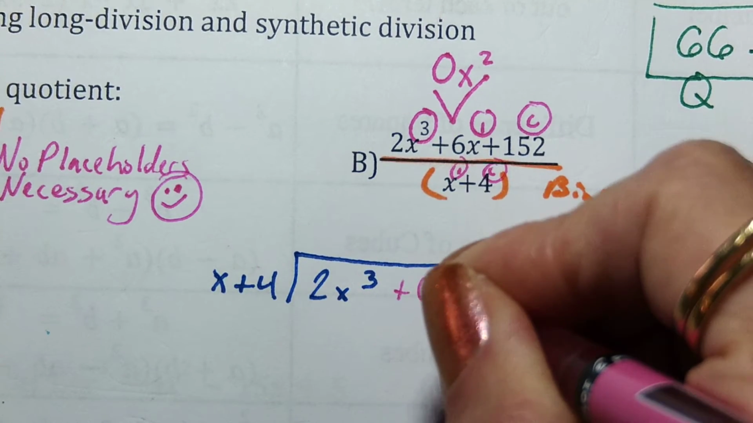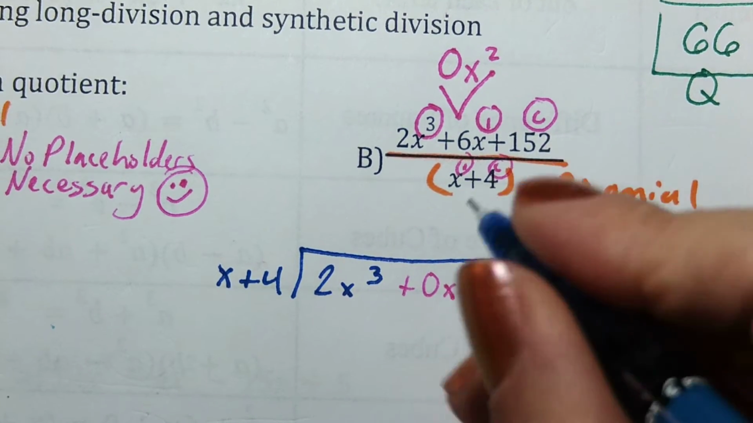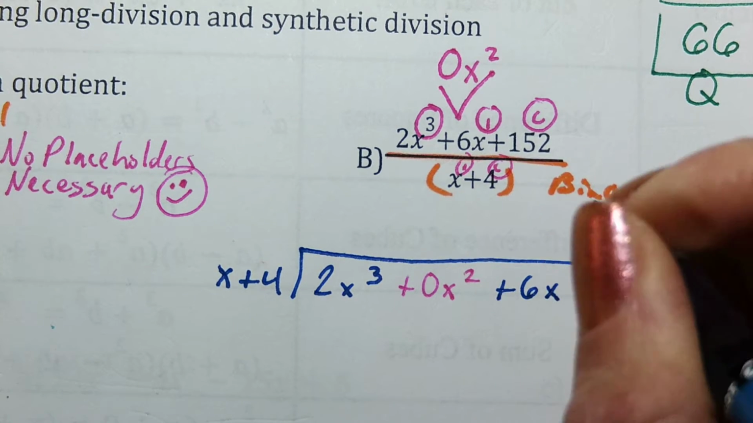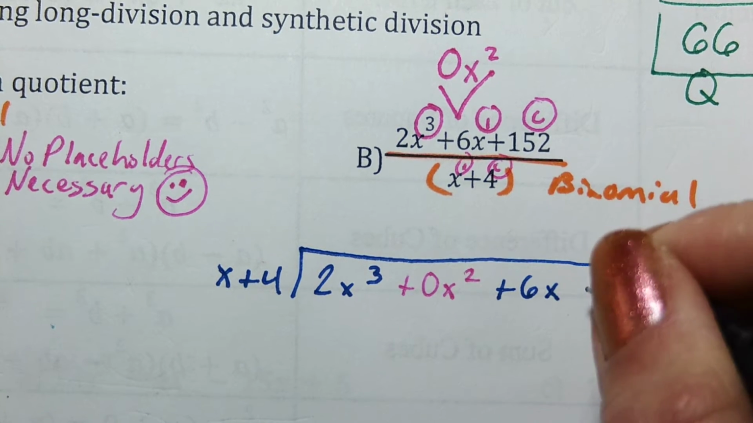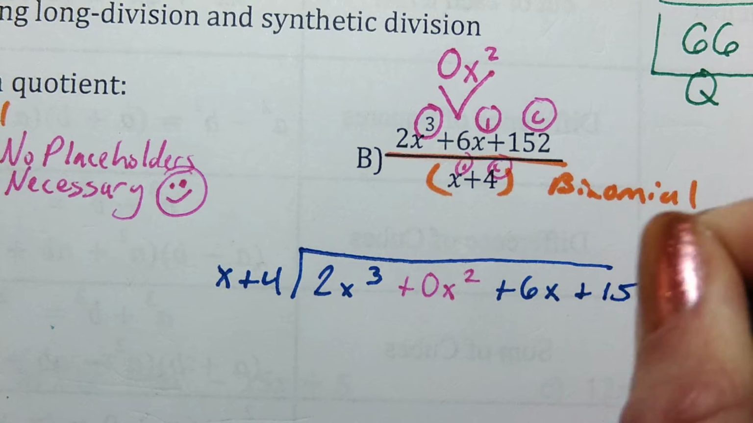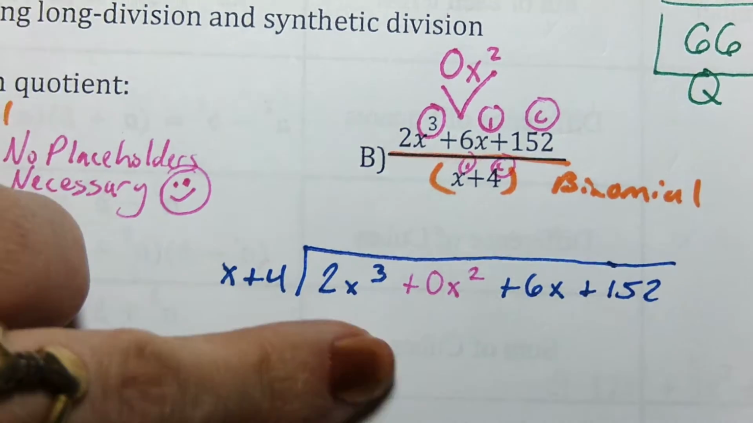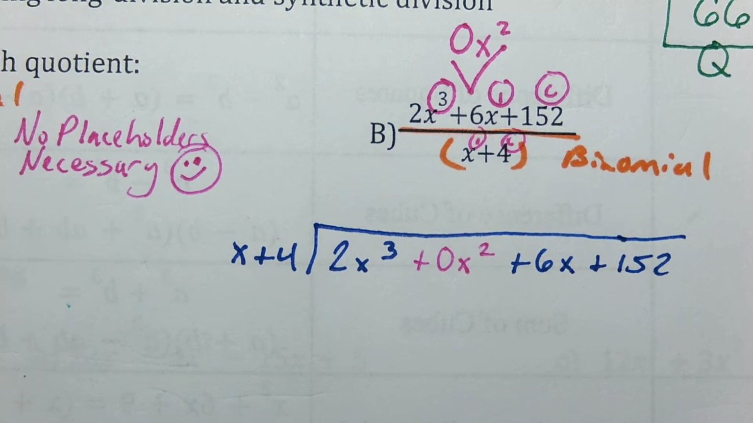So 0x squared. Why is the x squared the only one that's 0? Why is there 0x squared? Because that is the only power that we don't have. I promise we're going to see why we need it. So we're going to see what happens if we don't put that 0 in, and it'll show you why we need to have that 0 there.